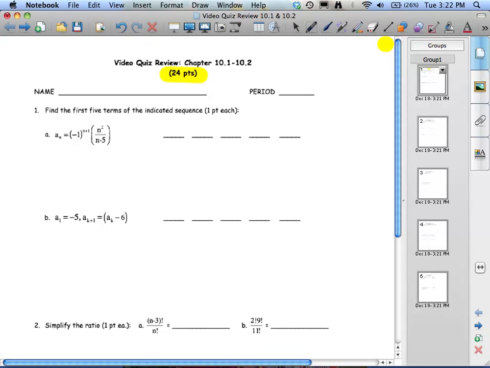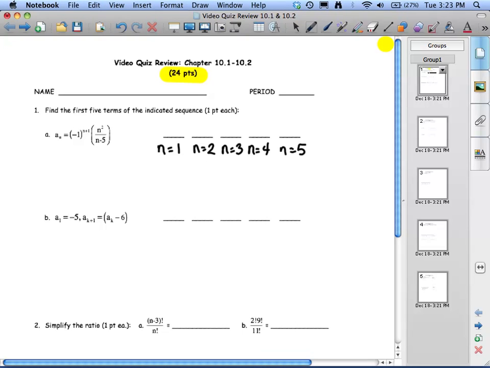The first type of problem that you will see on the quiz is writing the first terms of a sequence. I give you blanks to put the equations in, and each problem's worth 1 point. So, let's first talk about the problem. N is 1, and then we need to do the second term, the third term, the fourth term, and the fifth term. This is not recursive, we're simply plugging in the N.